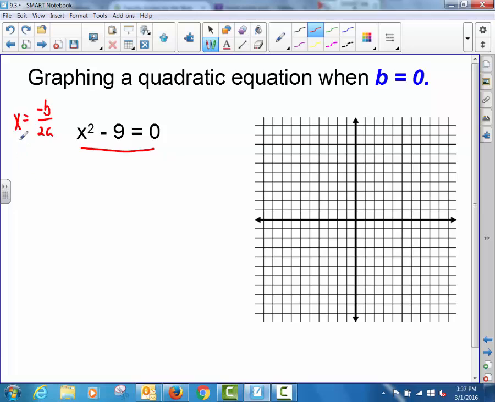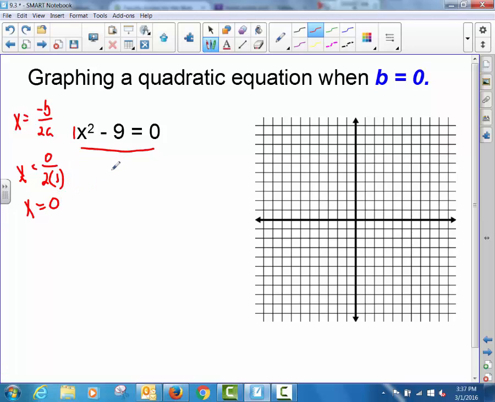So we've got x equals negative b over 2a. What is b? Yes, we know that b is 0, so we go x equals 0 over 2 times 1, so x is going to be equal to 0. The 1 came from right here. That's the a. So we've got x equals 0.